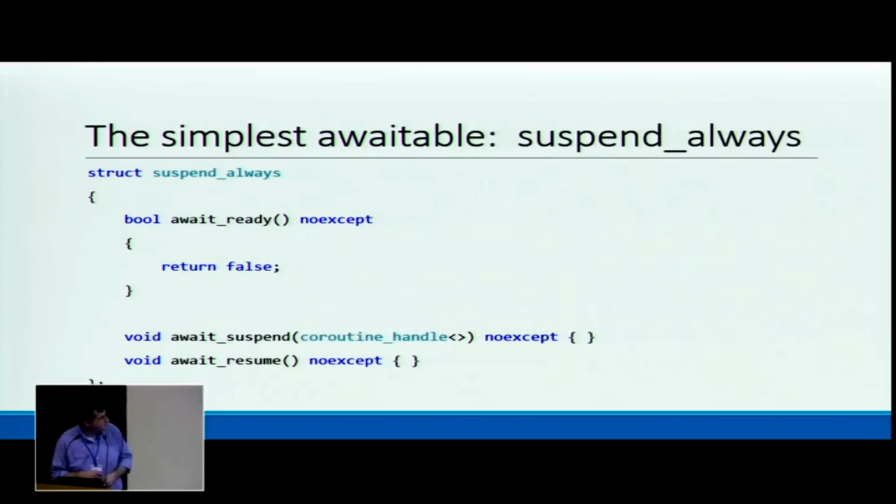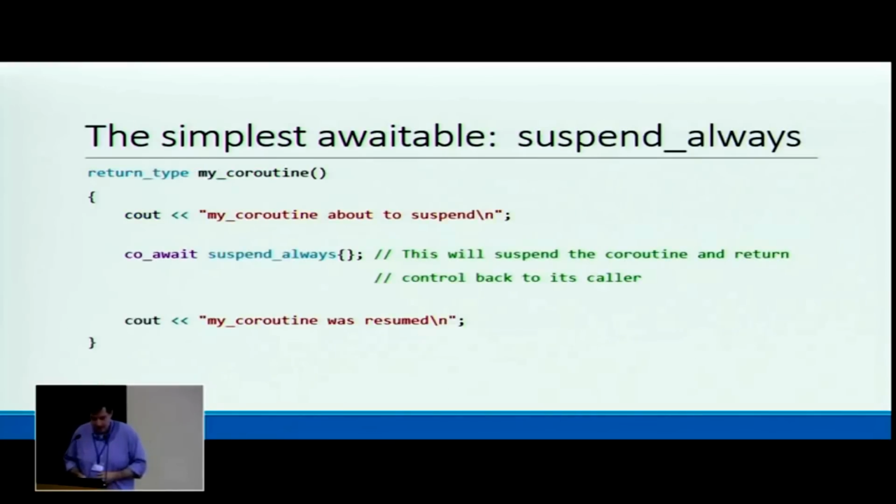Then when we get resumed, we also don't need to do anything there. There's no magic that we need to do when we get resumed. So that's also empty. So here's a simple example. In this coroutine, if you call it, it'll print out my coroutine is about to suspend. We co-await on that suspend always, and this will suspend execution of the coroutine, return control back to the caller, and then if and when the caller resumes the coroutine, it'll print out my coroutine was resumed.